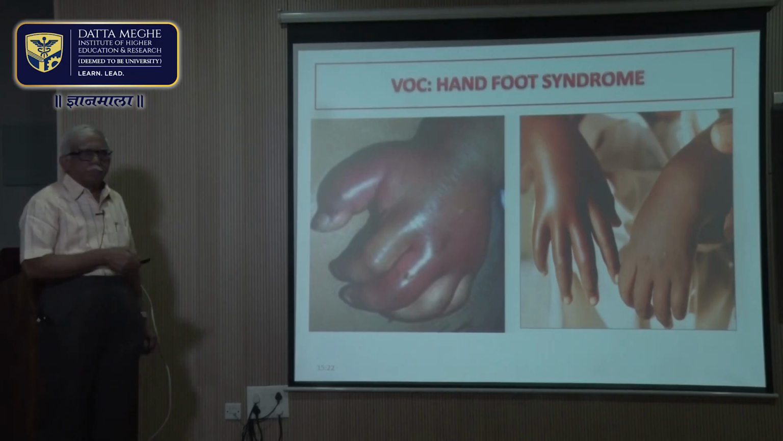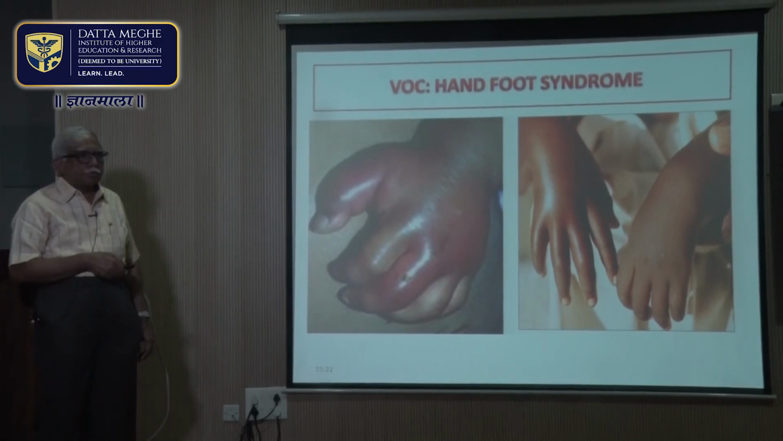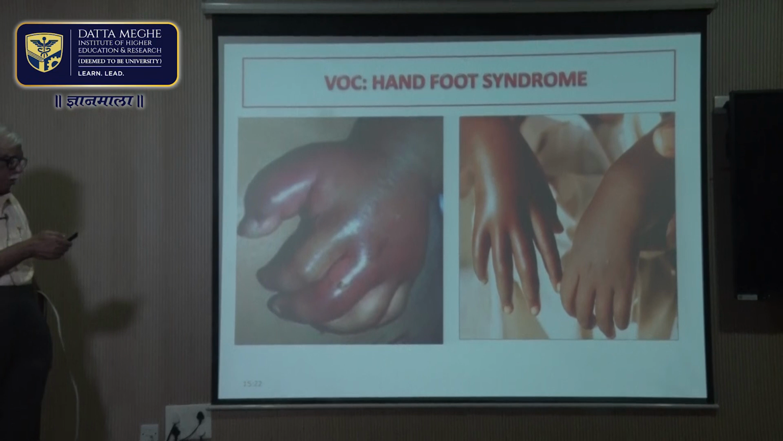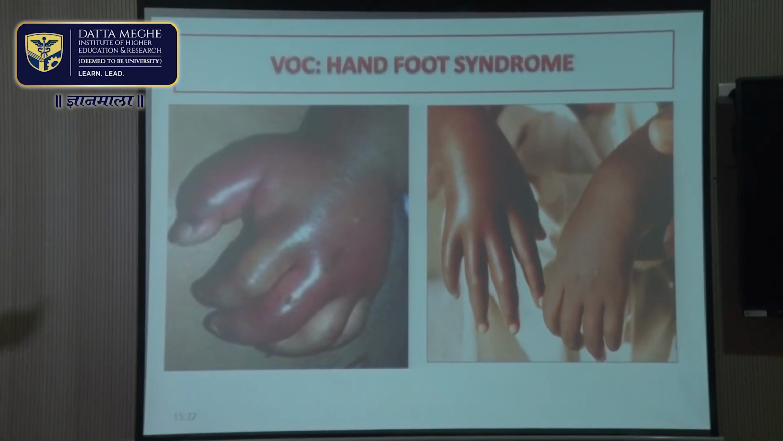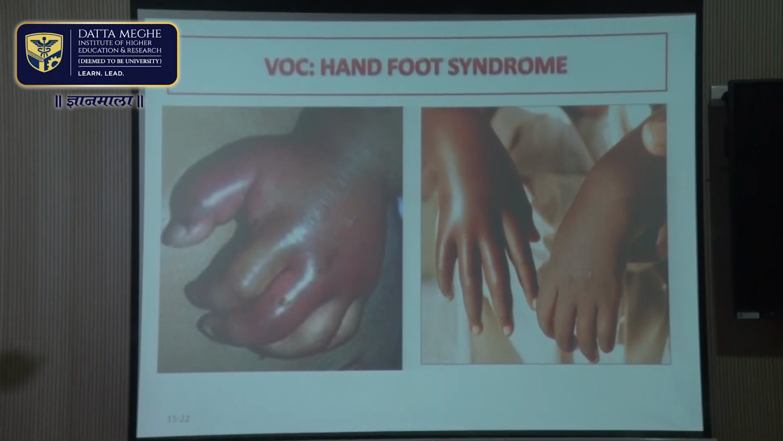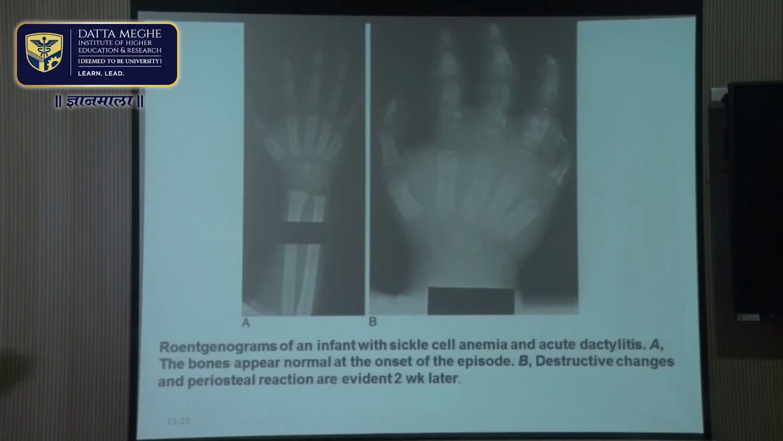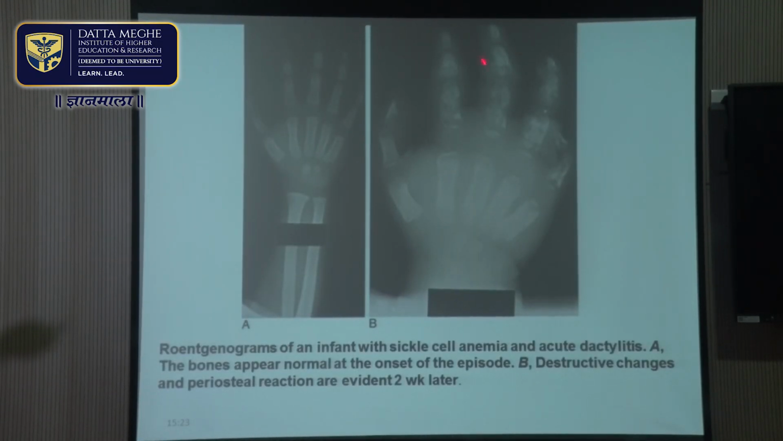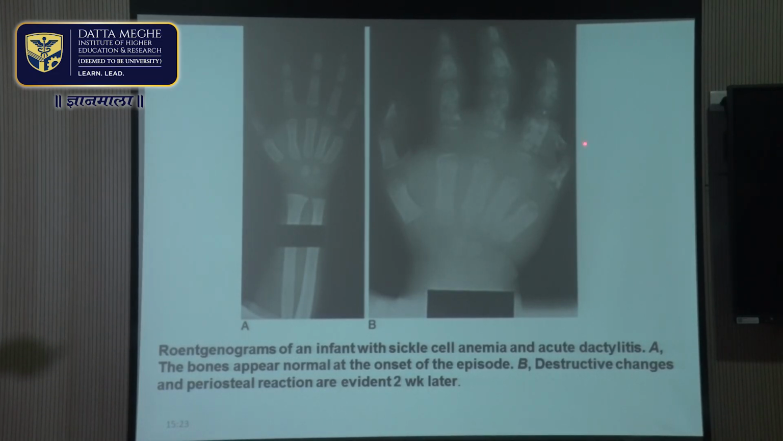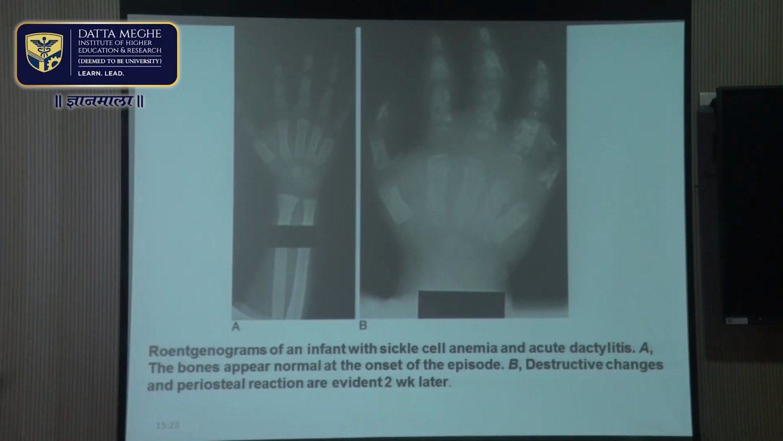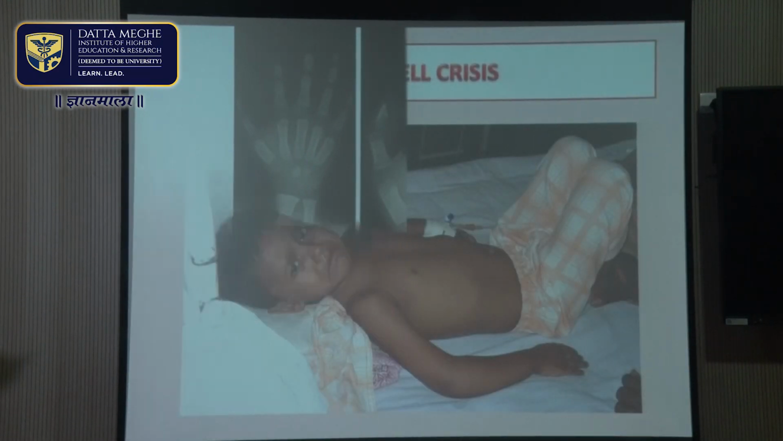These are the photographs of a patient who developed the hand-foot syndrome. Bilateral symmetrical painful swelling, and if you take X-rays of these patients, they show periosteal, subperiosteal necrosis of the bones. Mainly the peripheral part is more affected, because these vessels act just like end vessels.